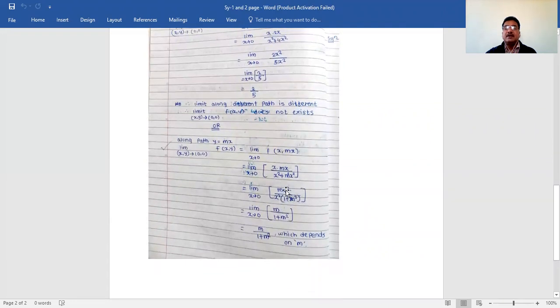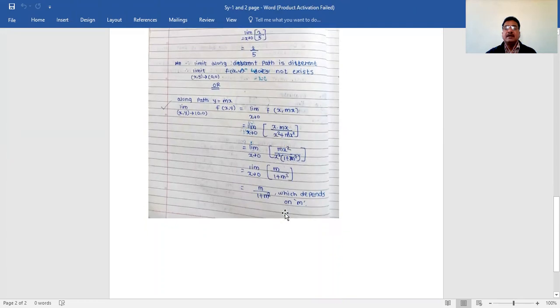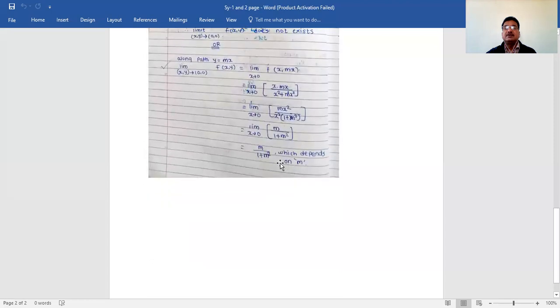And then take x square as a common factor in the denominator and cancel the x square. And the limit as x tends to 0 of m by 1 plus m square is what? m by 1 plus m square, because this is independent of x, that is, it is constant with respect to the limit. So we have it equal to m by 1 plus m square, which depends on m.